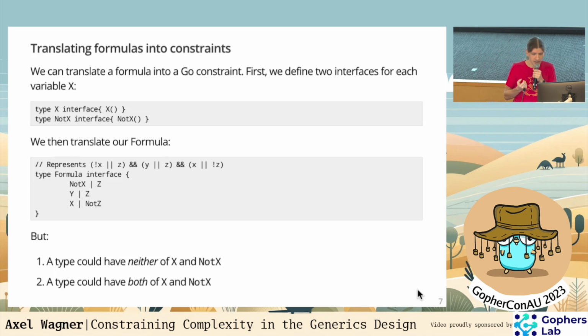The other problem is a type can, of course, have both x and not x. There's nothing preventing that. And again, with bools, that is not true. A bool can't be both true and false. And so we do have to do a little bit of extra work to solve these two problems.